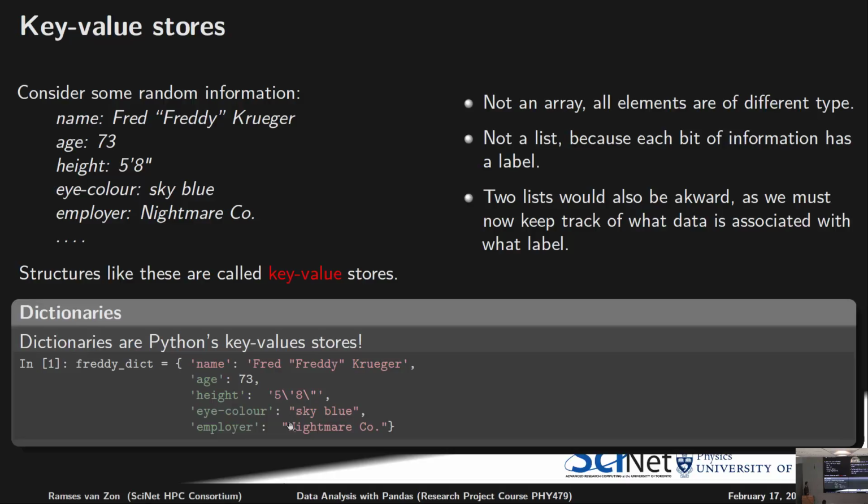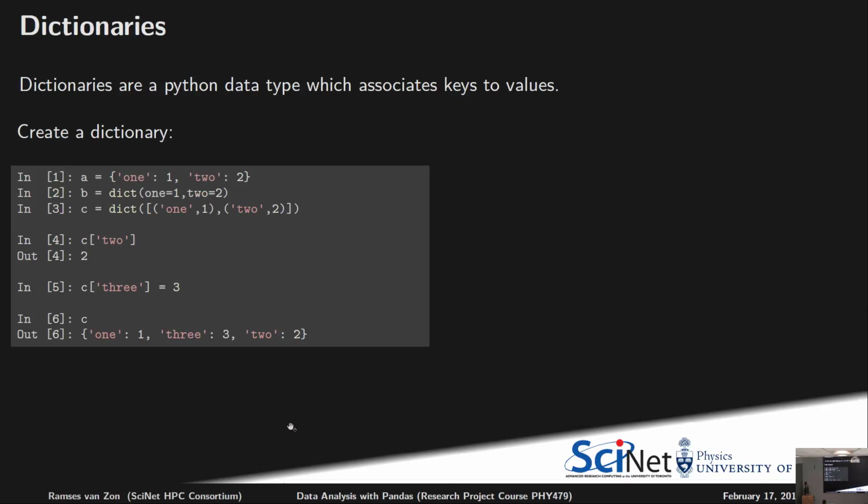It's not a list because all the elements are different. It's not two lists either. It's got exactly the structure that you want for dealing with essentially a record. Okay. So I'm going to look at a few ways. By the way, who here has worked with Python dictionaries before? Right, so about half the audience.